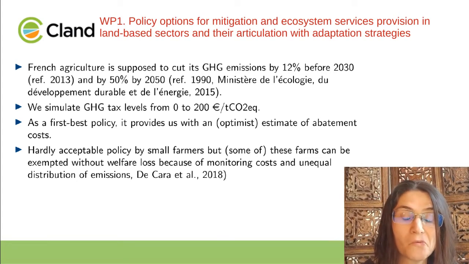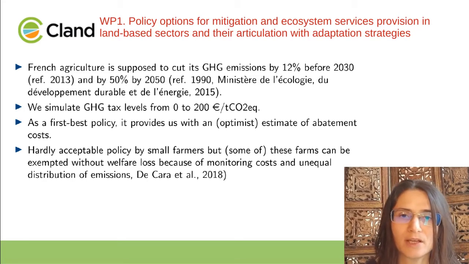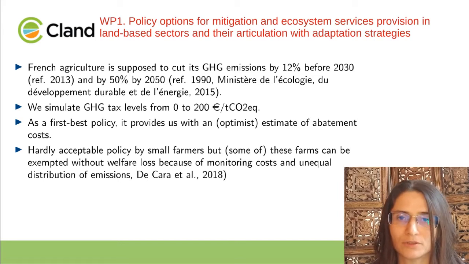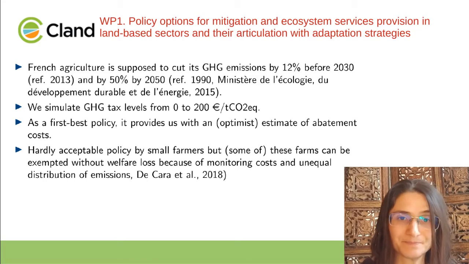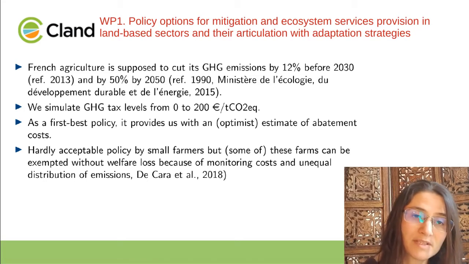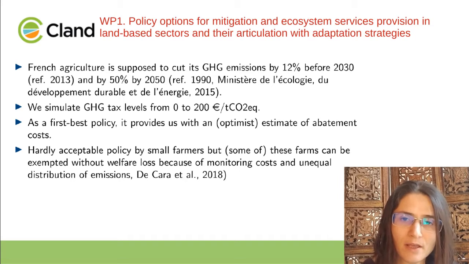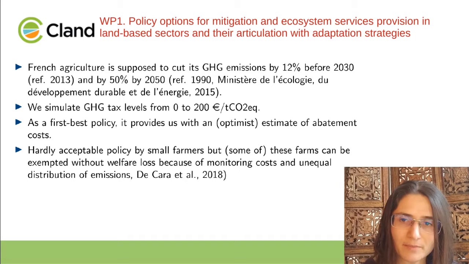So, one way to attain this objective is to introduce a greenhouse tax, and we simulate different levels for this tax, going from 0 to 200 euros per ton of CO2 equivalent. And we know in economics that such taxation of greenhouse gases is what we call a first best policy, and it provides us with an optimistic estimate of the abatement costs behind the policy.